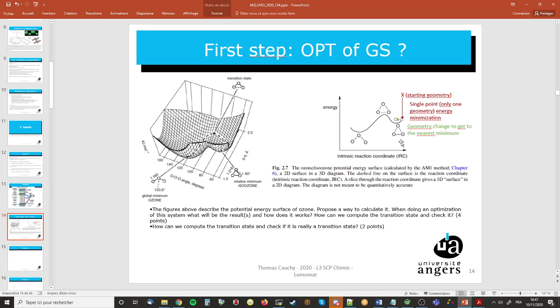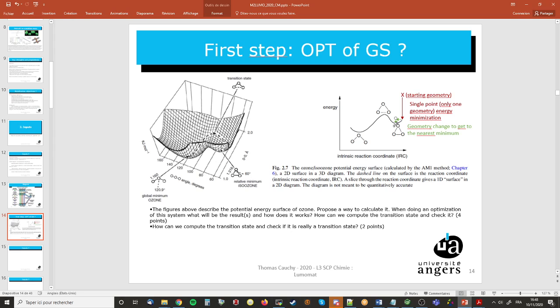So he will try to change the geometry. He will again optimize the geometry, the energy. And when he is here, he is in a global minima. That means that if he changes the geometry, he will always go up in energy.